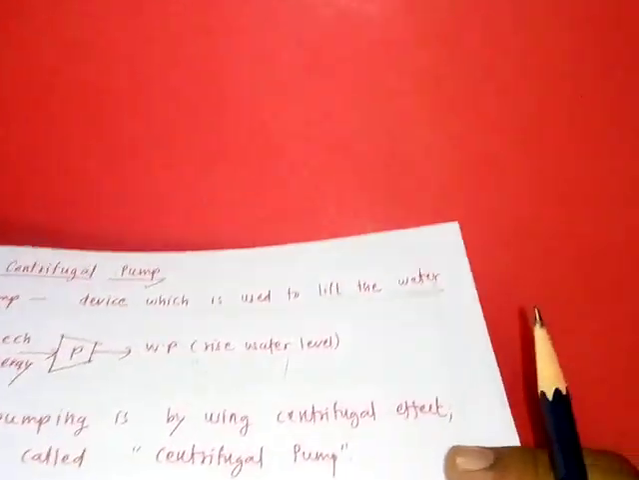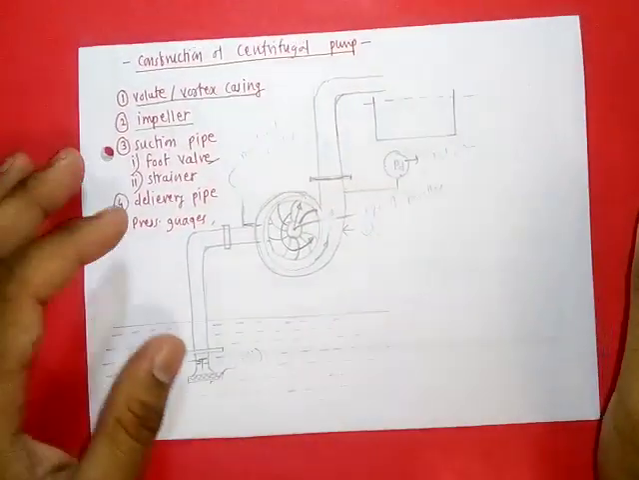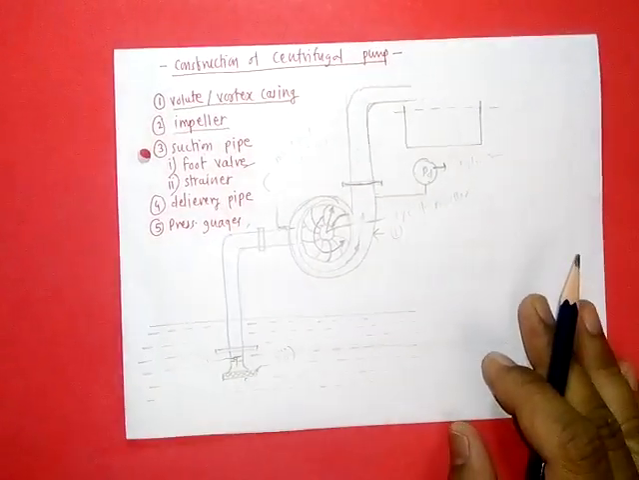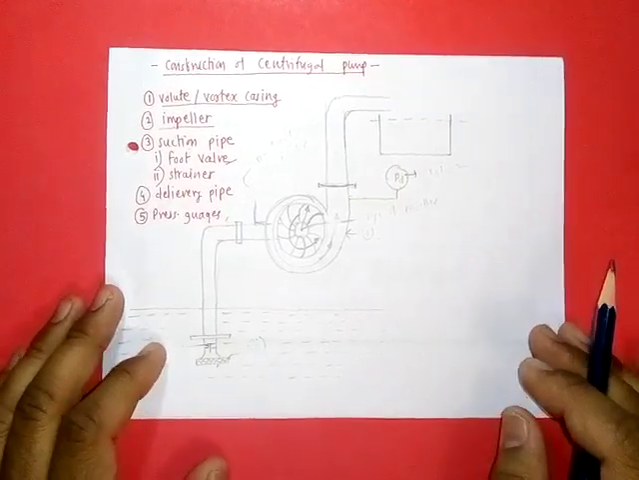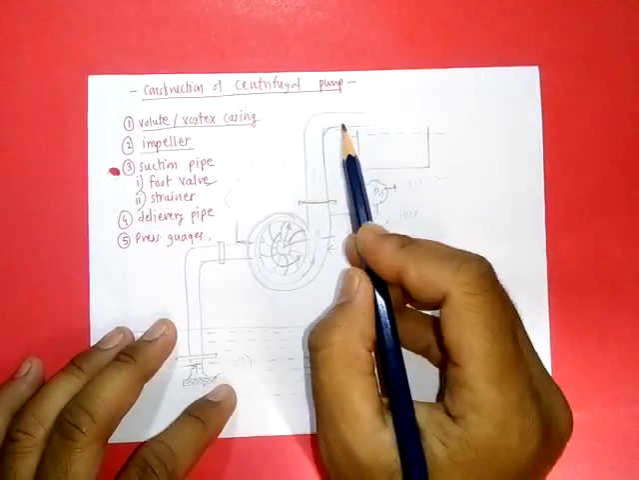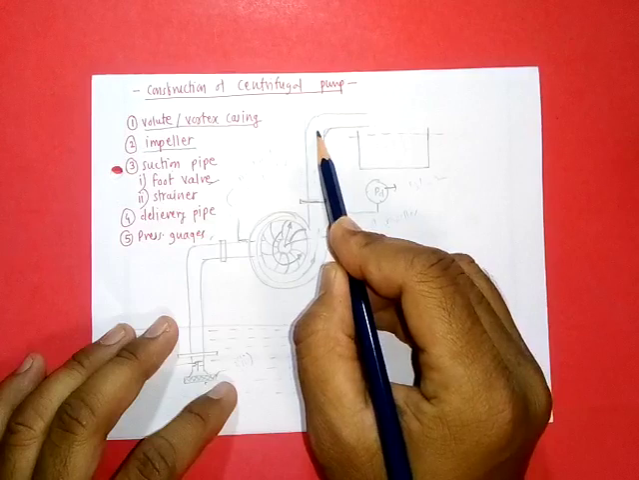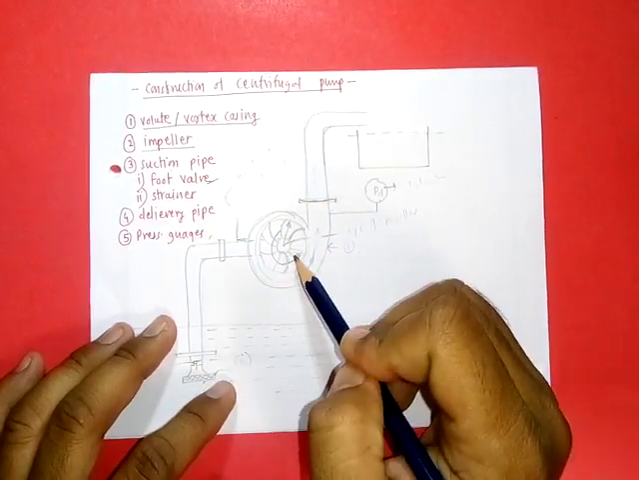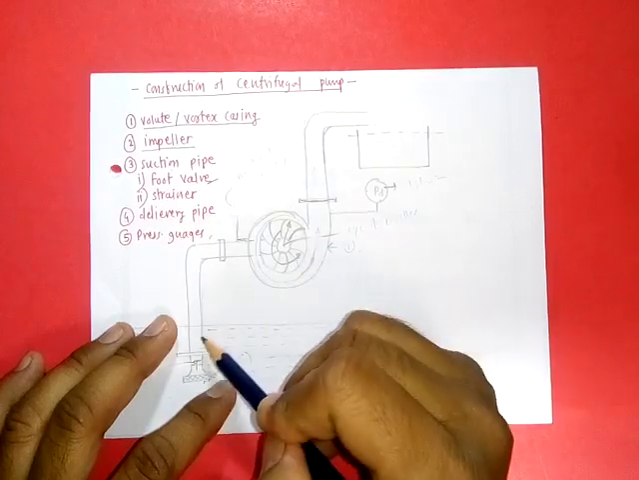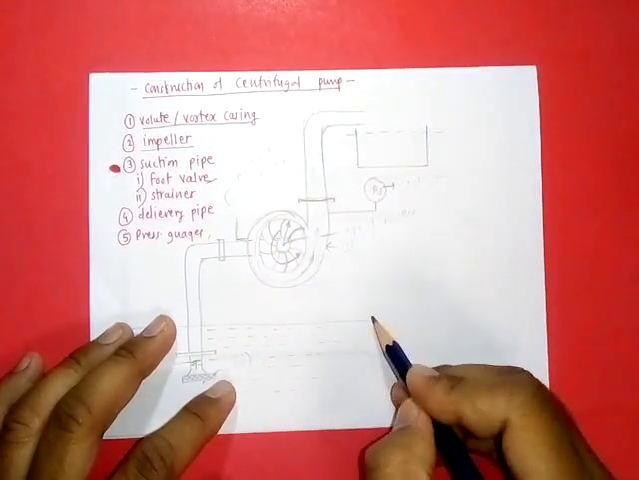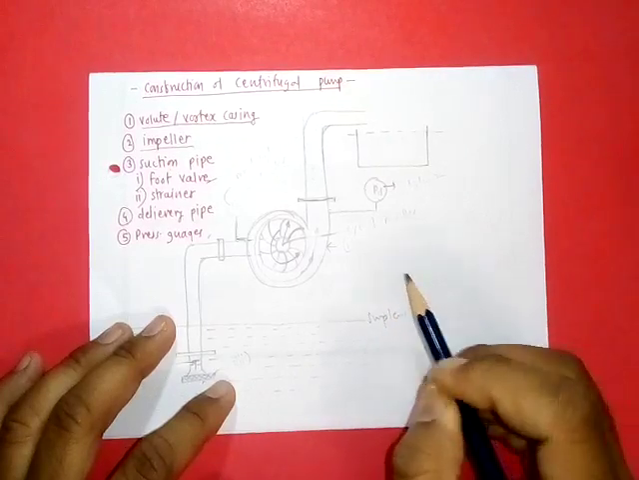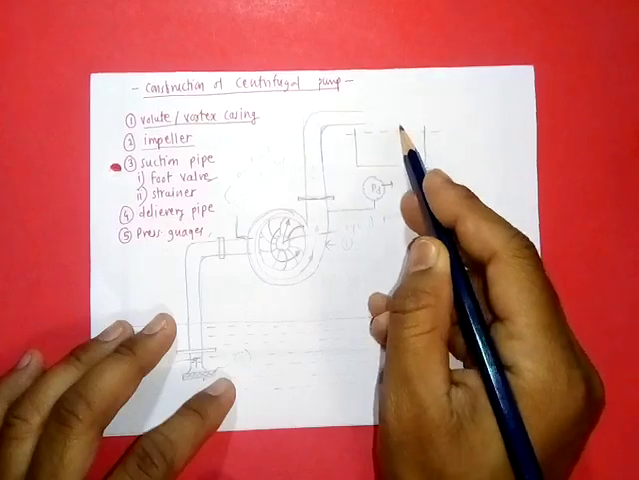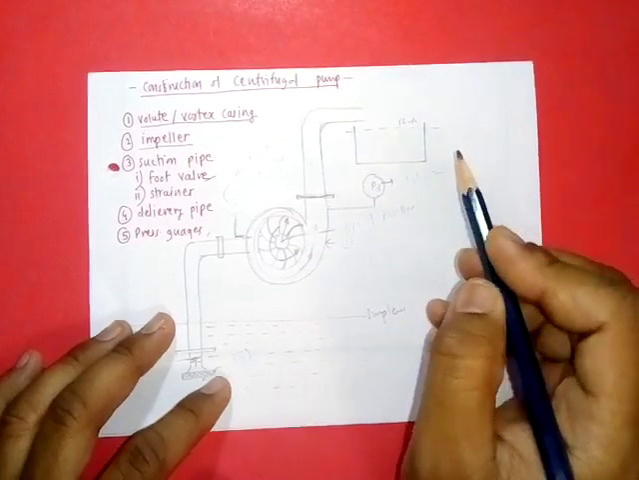Now let's see the construction. The construction is very simple, and at first glance it is very much similar to our Francis turbine. In the case of a Francis turbine, we take water from the dam and by using water power we run our rotor. Here it is exactly opposite: we take water from sump level and by using mechanical energy we deliver this water to a high level or tank level. So this is the difference.